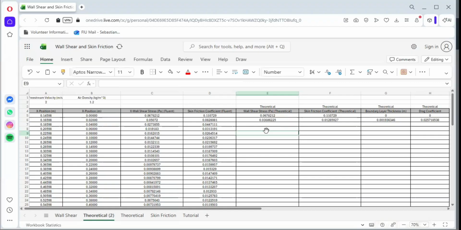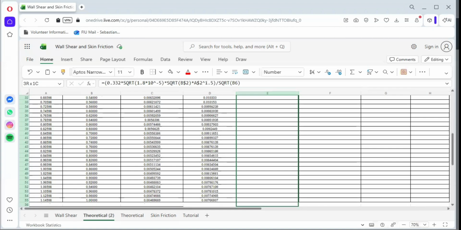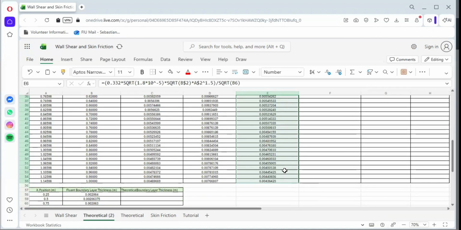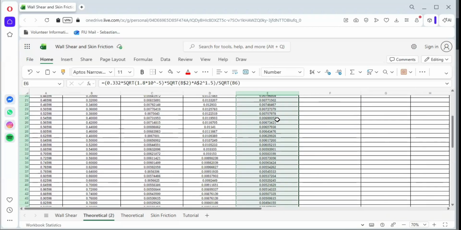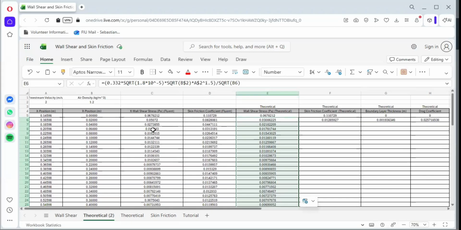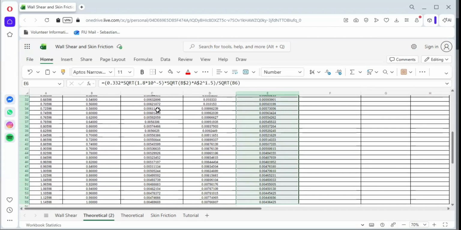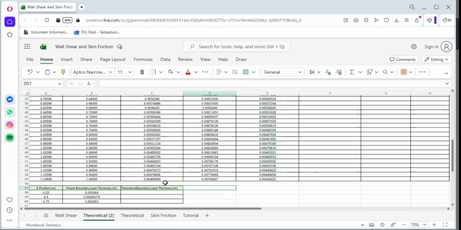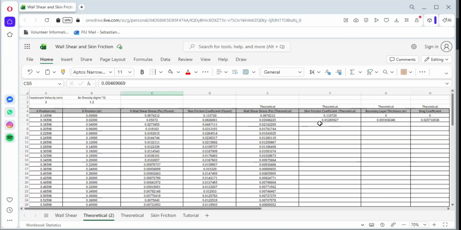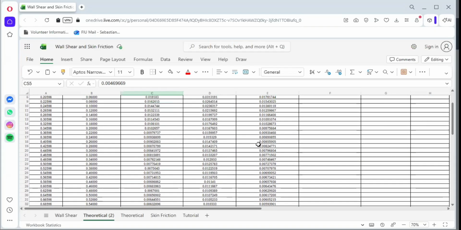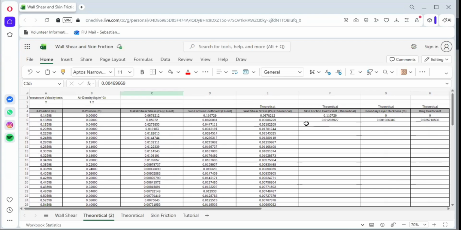So when we get this number right here, I'm just going to drag all of this down to calculate what we have. And as we see, the wall shear stress is decreasing, and in Fluent, the wall shear stress is also decreasing, and the final numbers are pretty similar to each other, 0.00469 and 0.00434. So there's a slight discrepancy, but that's as expected from simulations versus calculations.